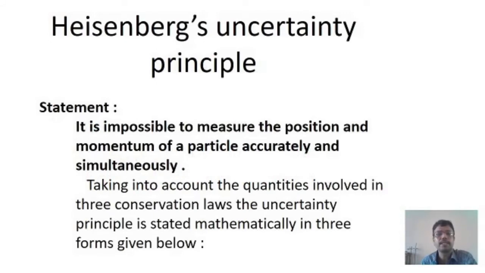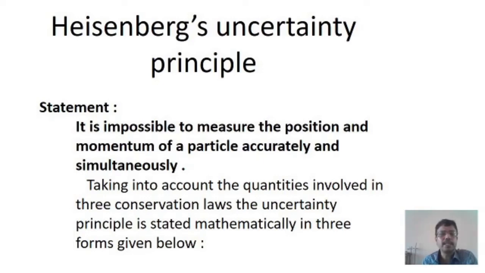Heisenberg uncertainty principle. According to classical physics, if the initial values of position and velocity as well as momentum are known, then it is possible to calculate the momentum, velocity and position of the particle exactly. But that is not possible according to quantum mechanics. If position is measured accurately, it is not possible to measure momentum accurately.